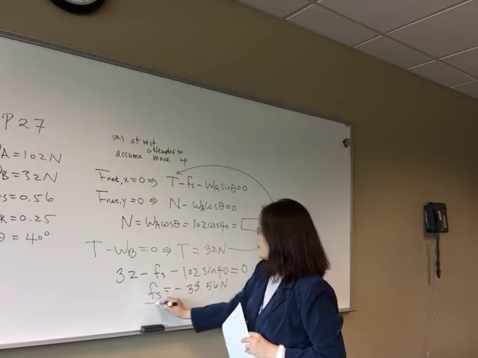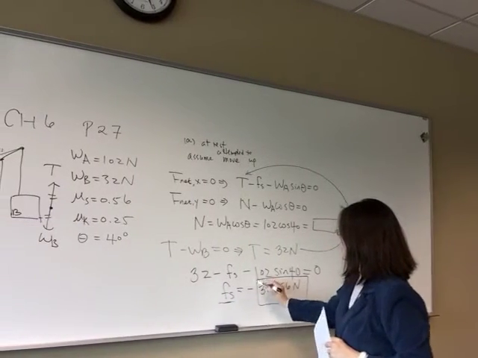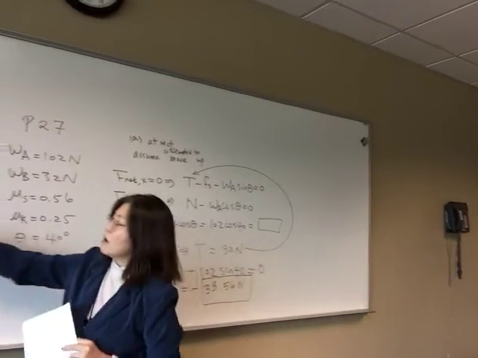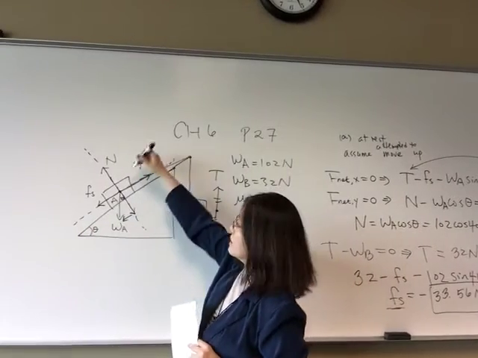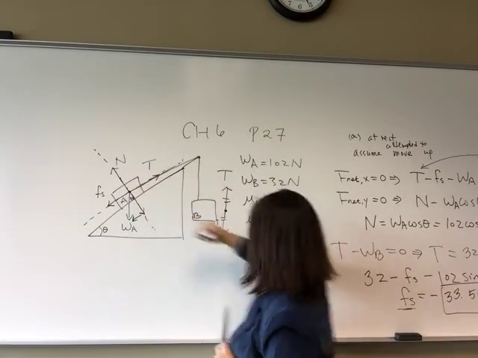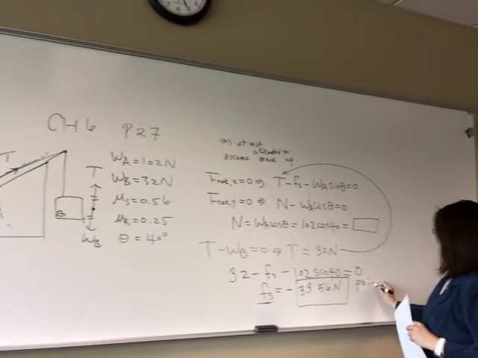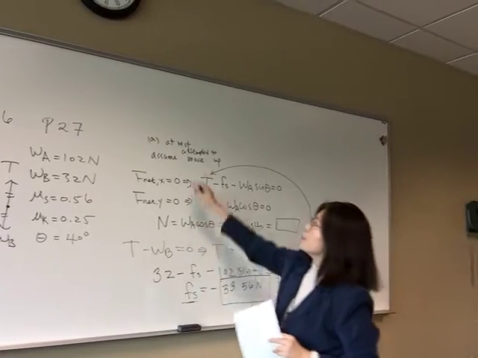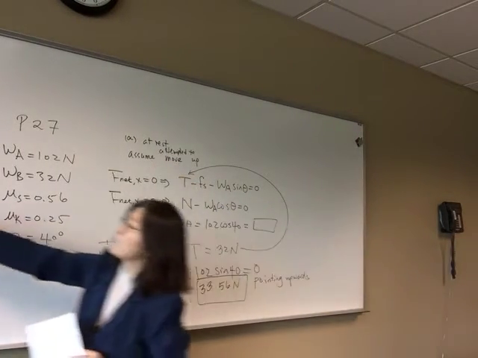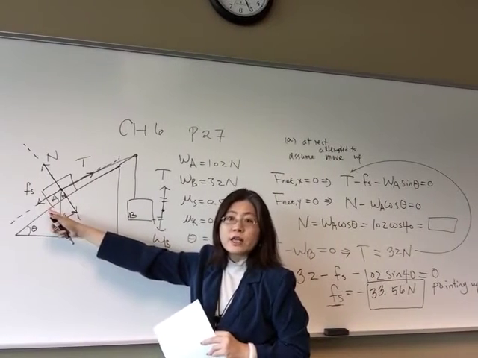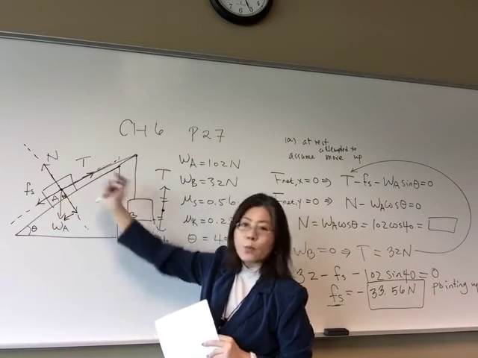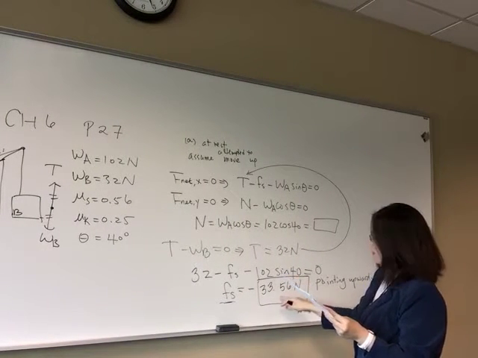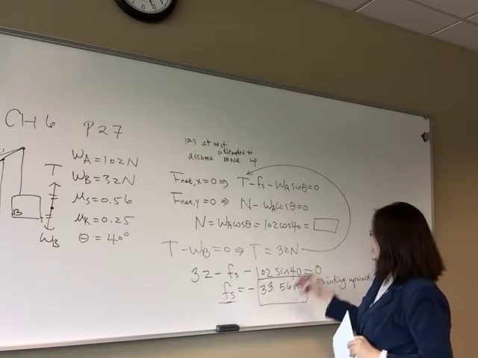It means that this frictional force has a magnitude of 33.56 Newton, but instead of pointing downward, the actual direction is pointing upward. Because we assumed that the friction force is downward, but then we calculated it to be a negative value. It means that the friction force is pointing in the opposite direction. So you got 33.56 Newton. Okay, so this is a static friction.